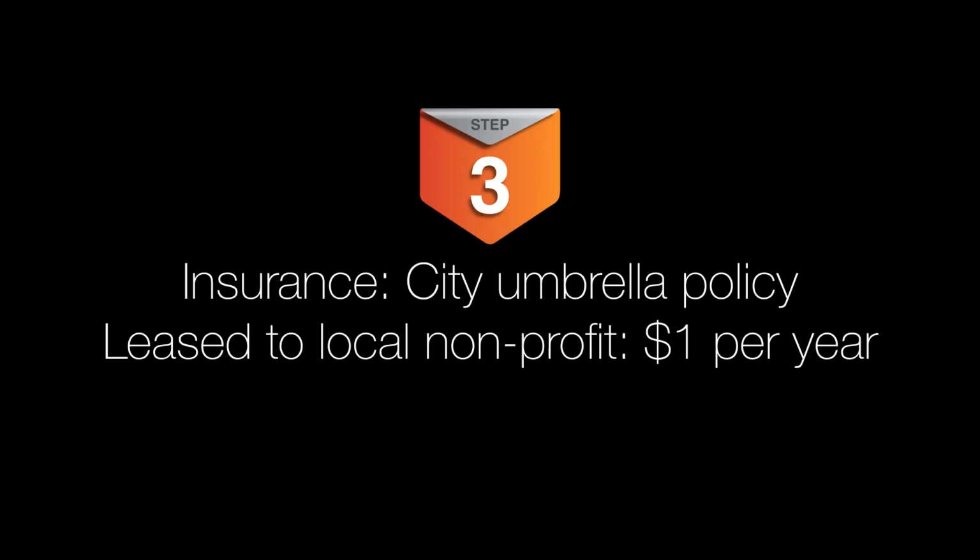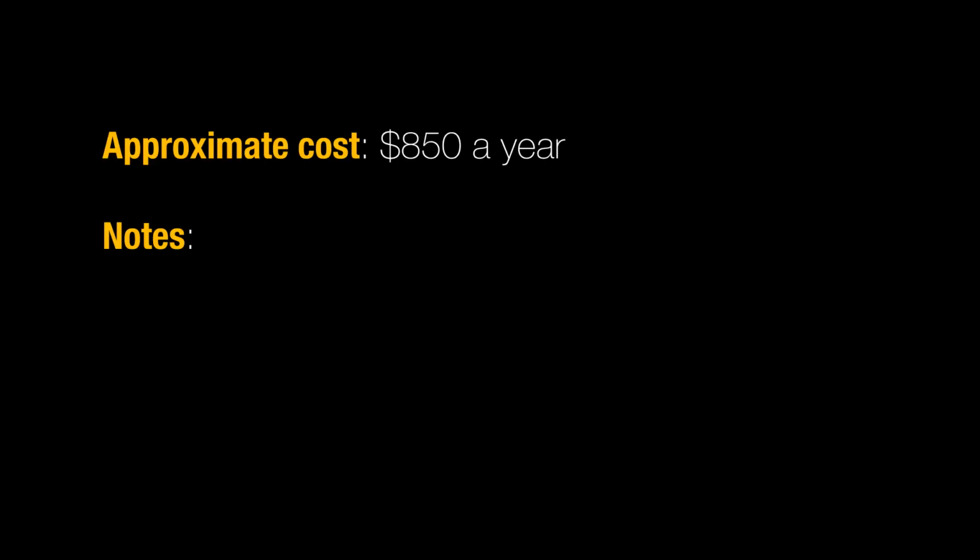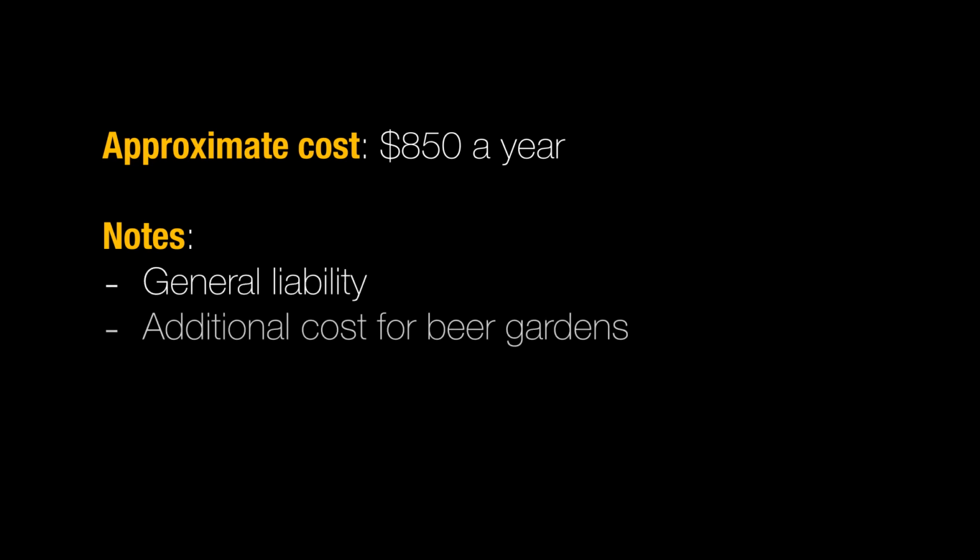Number 3 is insurance. Yes, every plaza needs to have insurance, and typically it would fall under the city's umbrella policy. But the city might say, okay, it's going to fall under the umbrella policy, so it doesn't cost the city anything more, but then we're going to lease it to you, whether it's a chamber of commerce, a downtown association, or a tourism or destination marketing organization, for $1 a year. So we're going to insure the liability of the site, and then you might have a cost of about $850 a year for general liability insurance. There might be an additional cost if you want to have beer gardens.